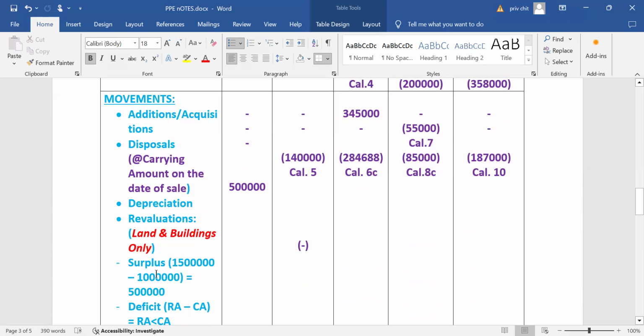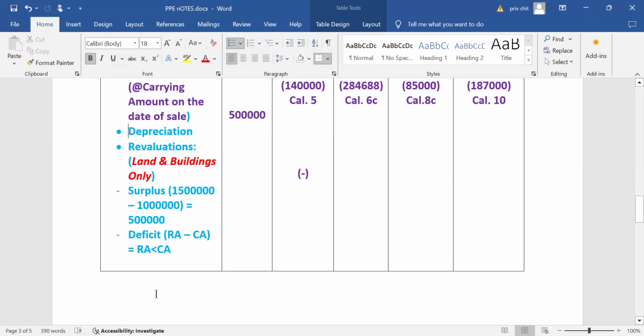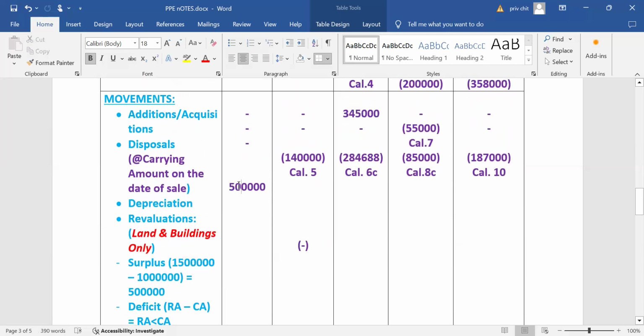And then in the context of revaluations, which I was explaining to you earlier, when you do a revaluation, it can result in a surplus or it can result in a deficit. But in the context of our question, it resulted in a surplus. Why? Because the cost price, or the carrying value of the asset at the time, was 1 million, and then the revalued amount, which is equivalent to what we call the market value, was 1.5 million. So the difference between the two is where you would see that revaluation surplus of 500,000.